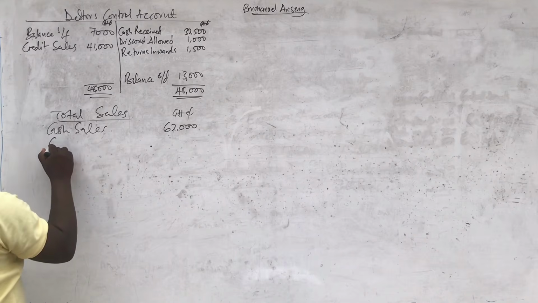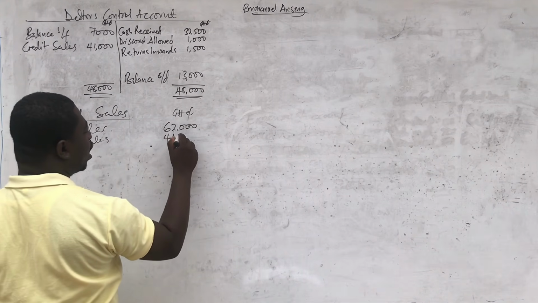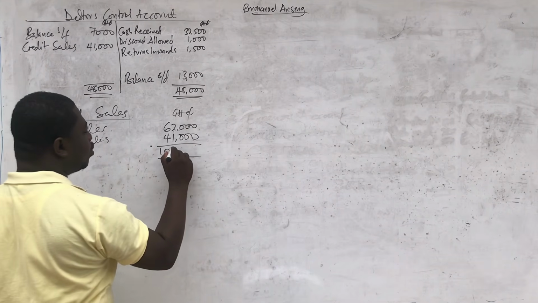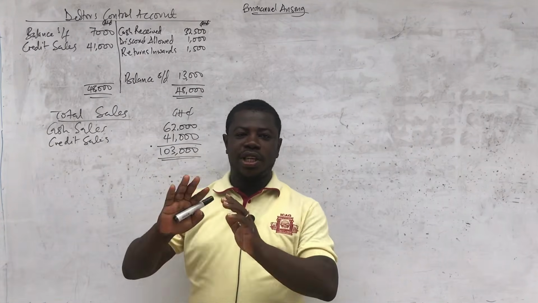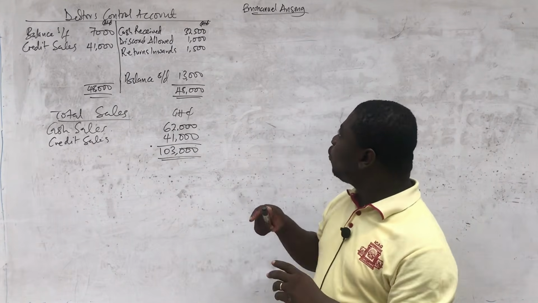And we have now established our credit sales from the above control account to be 41,000. And so when we add that up, our total sales will be 103,000 Ghana cedis. This is how to go about the first step. Very simple. Then we look at the second step.